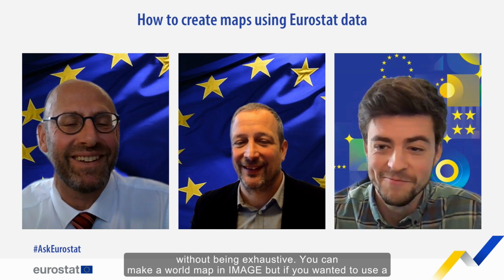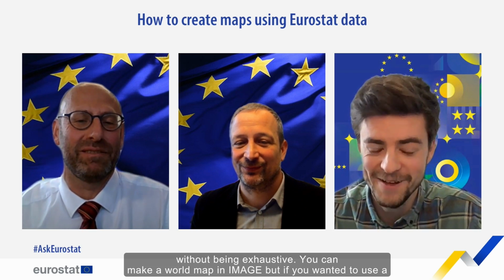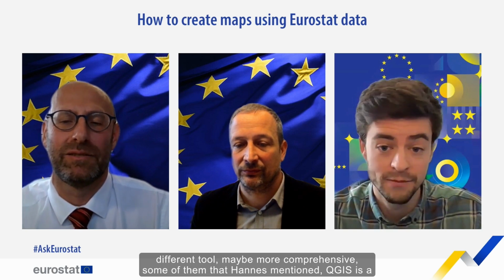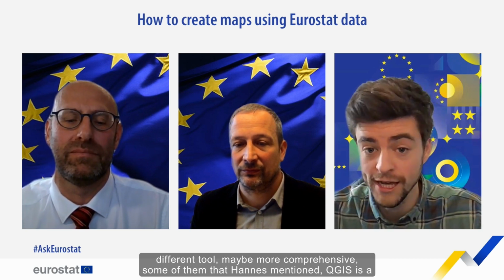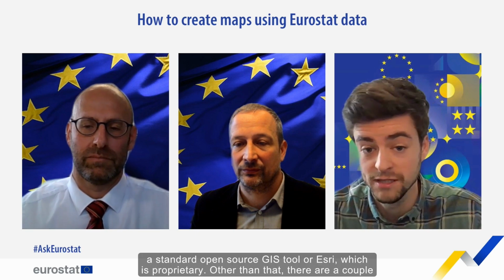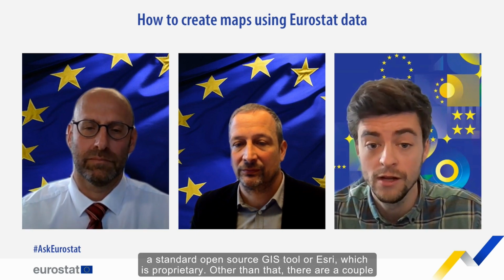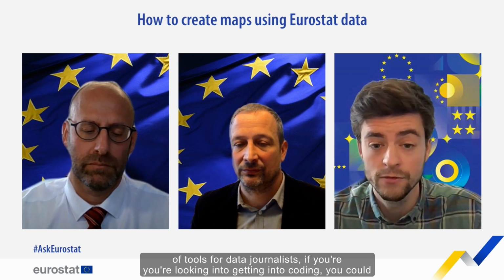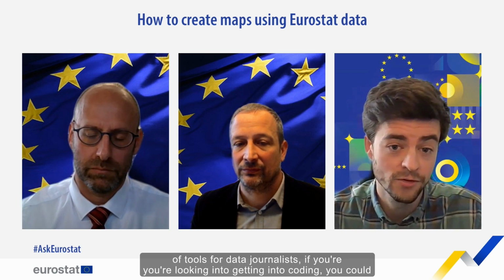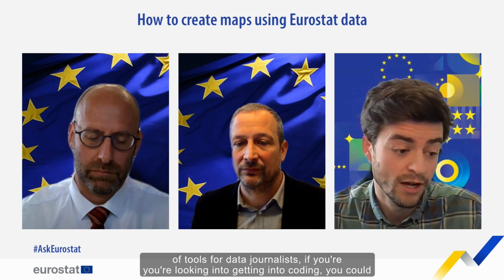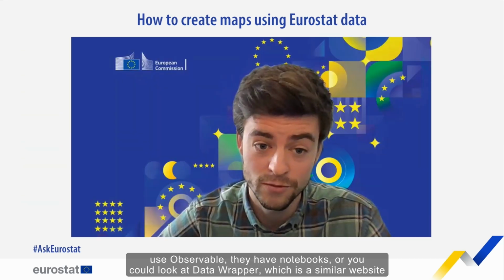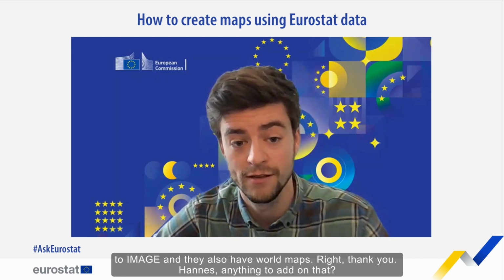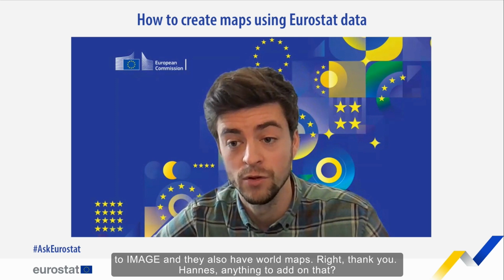I mean, you can make a world map in Image, but if you wanted to use a different tool, maybe more comprehensive, some of them that Hannes mentioned: QGIS is a standard open source GIS tool, or Esri, which is proprietary. Other than that, there are a couple of tools for data journalists. If you're looking into getting into coding, you could use Observable. They have notebooks, or you could look at Datawrapper, which is a similar website to Image, and they also have world maps.